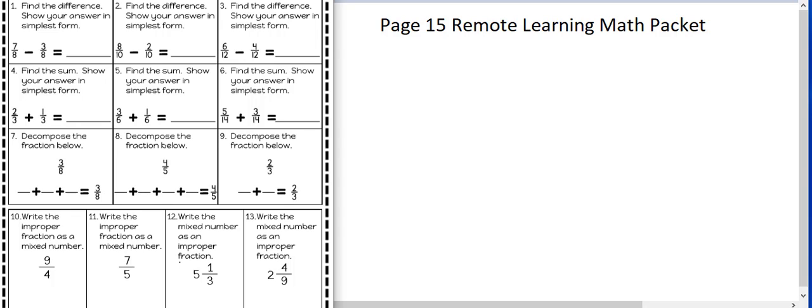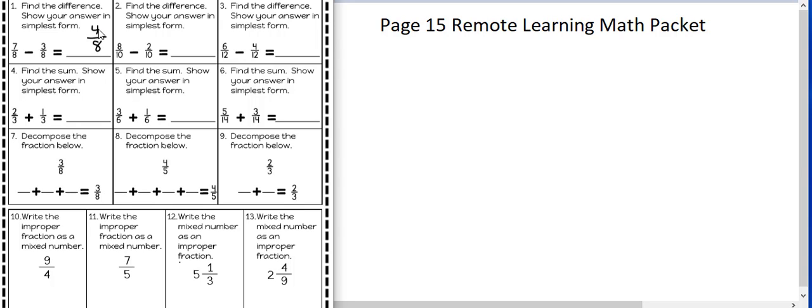All right, here we have page 15, the remote learning math packet. Most of it fairly simple stuff. Here we have fractions, addition, subtraction mainly. So 7/8 minus 3/8. Remember, you subtract. In this case, the numerator 7 minus 3 will be 4, and the denominator stays the same.